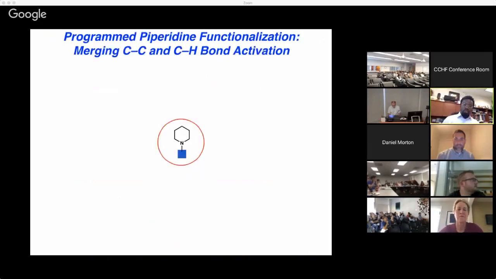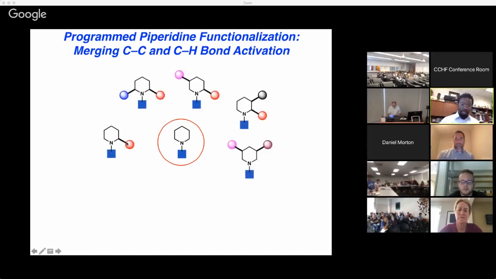And so just to recap where we are, we're very much interested in this idea of a programmed way to functionalize piperidines and other saturated aza-heterocycles. And thus far, we've been very interested in the idea of alpha functionalization. We envision that perhaps we can now sequence these types of functionalizations to achieve a second functionalization. We can also, perhaps with ligand control, achieve a beta functionalization as well to arrive at this group of products. And so this is very much aspirational.